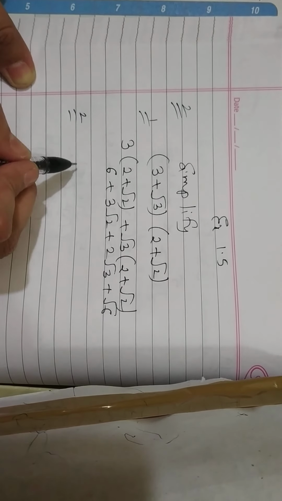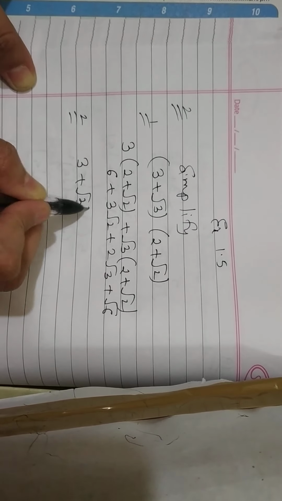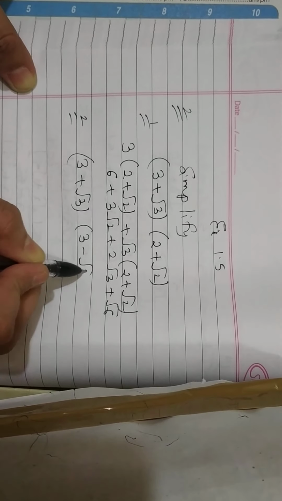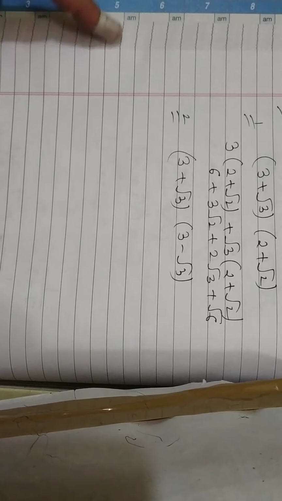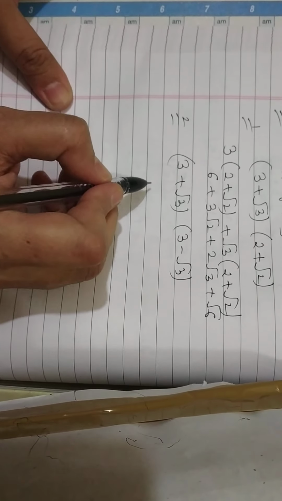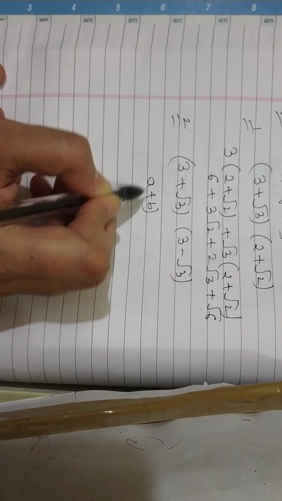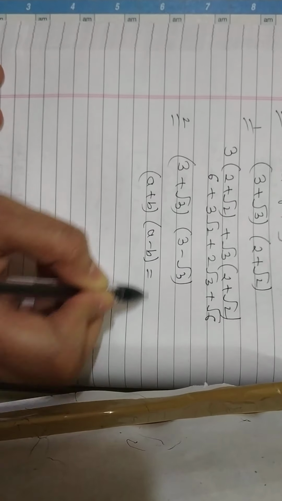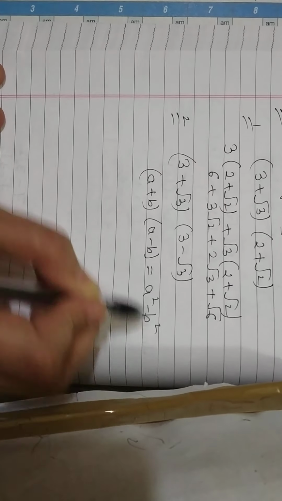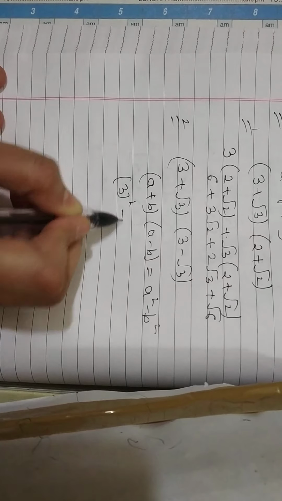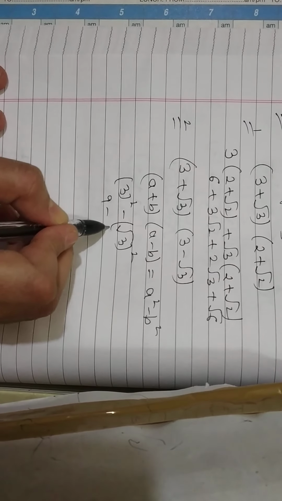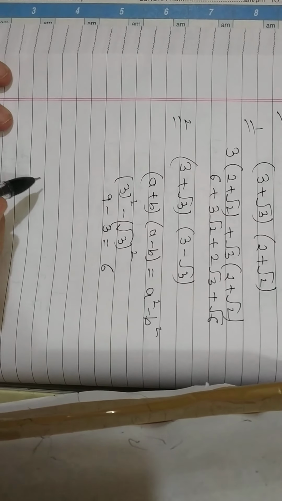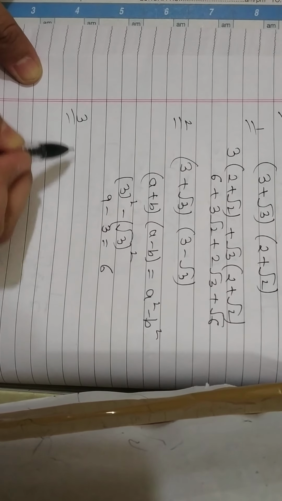We'll take the second problem. 3 plus root 3 and 3 minus root 3. A plus B and A minus B. So directly you can put the formula or you can do it without formulas. I'm going to put the formula, the identity A square minus B square. This will be 3 square minus root 3 square. 3 square means 9. Root 3 square means 3. This will be 6.